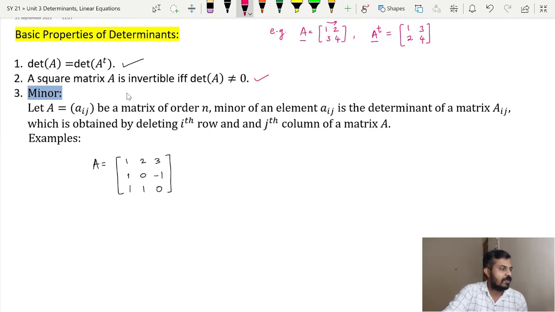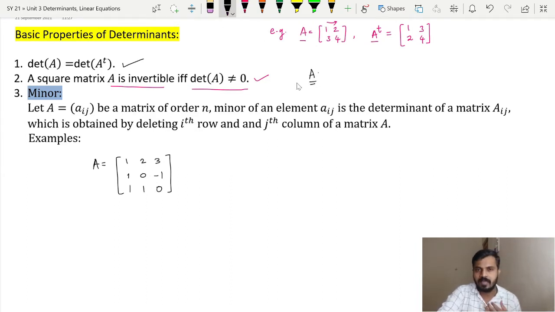The next property is, a square matrix A is invertible if and only if the determinant of A is non-zero. Now what do you mean by an invertible matrix? The basic definition is, suppose we have a certain matrix A. This matrix is said to be invertible if there exists some matrix B for which A multiplied by B is equal to the identity matrix, which is further equal to B multiplied by A. Then such a matrix B is called the inverse of the matrix A.